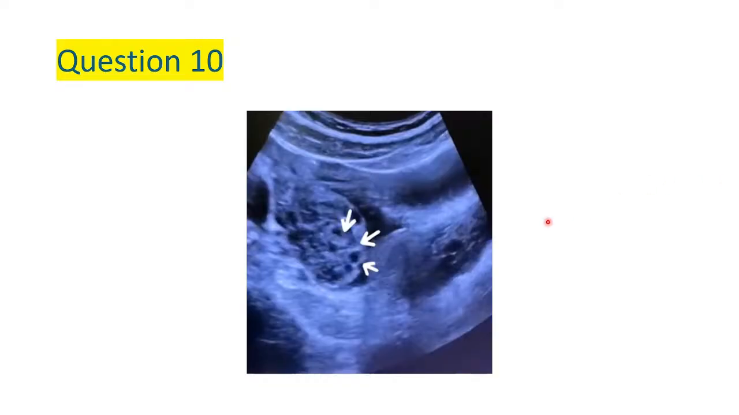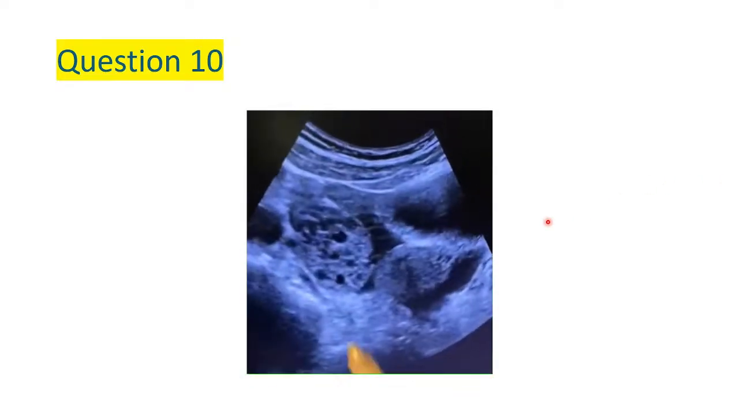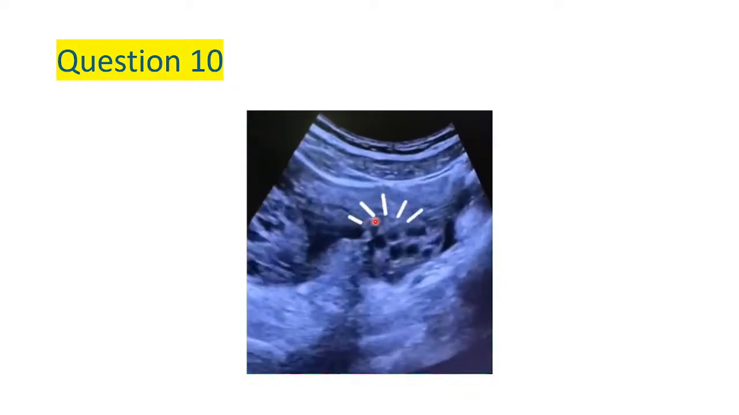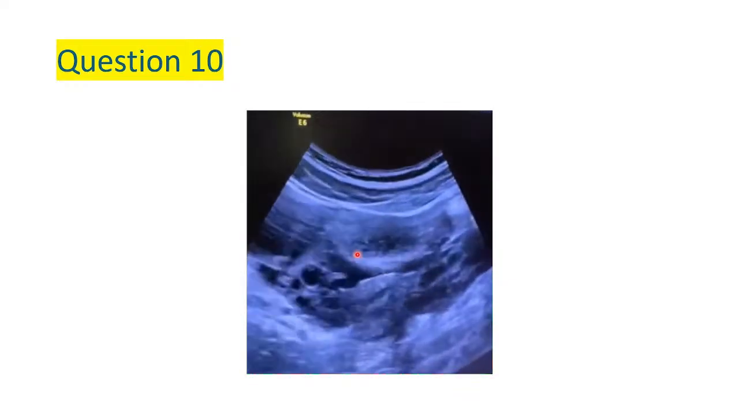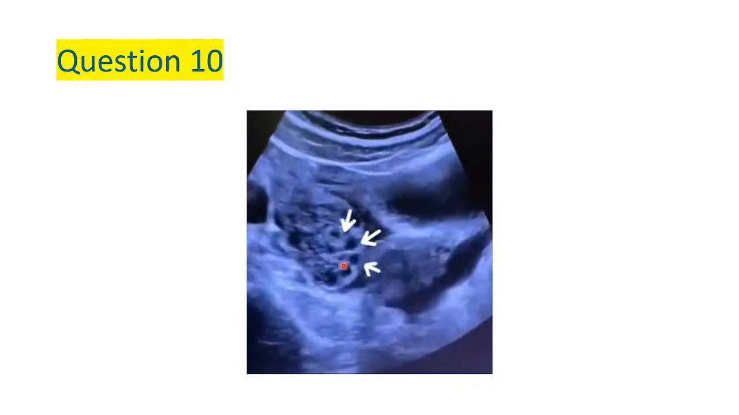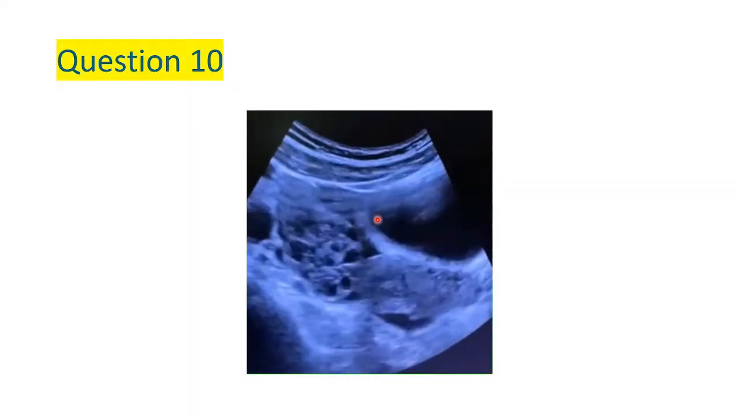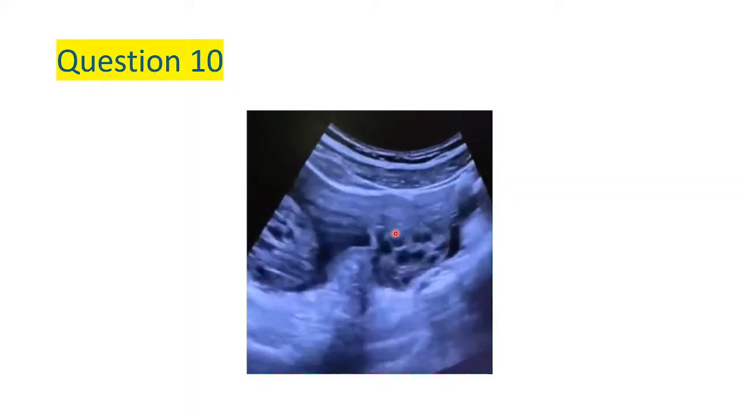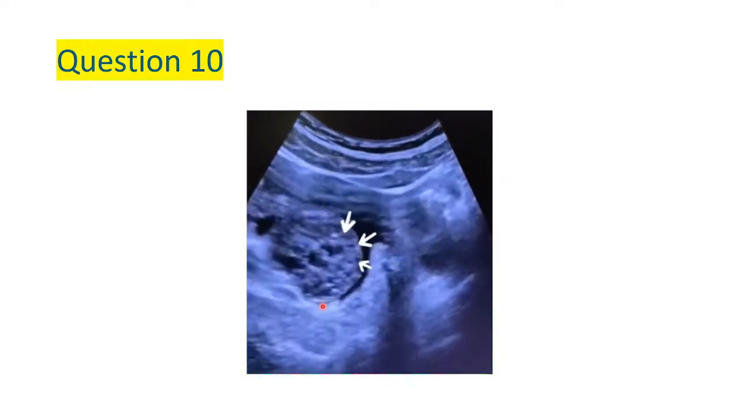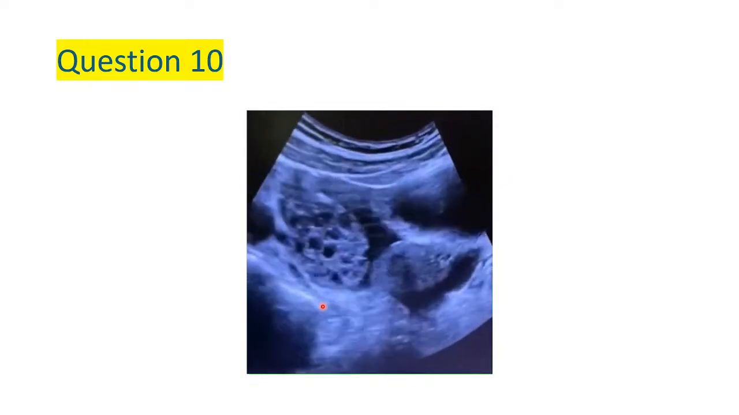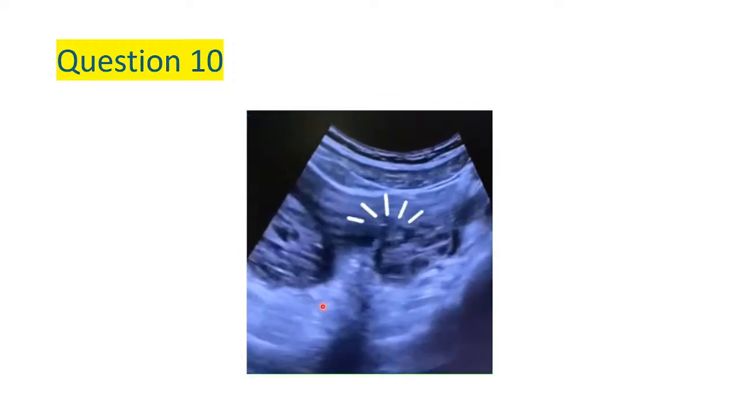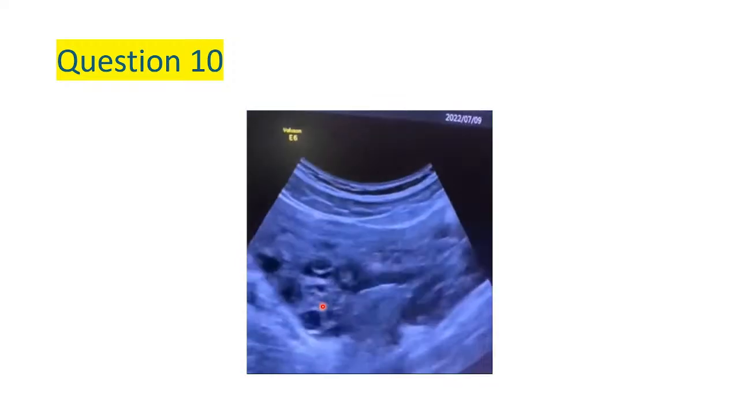So, ladies and gentlemen, now let's discuss our last question, which is question number 10. What we have here is the uterus, and you can see there is the grapevine appearance in bilateral ovaries, and there's some free fluid around the ovary like that. This morphology, ladies and gentlemen, is in keeping with ovarian torsion. So this is ovarian torsion that is masquerading as a molar pregnancy.